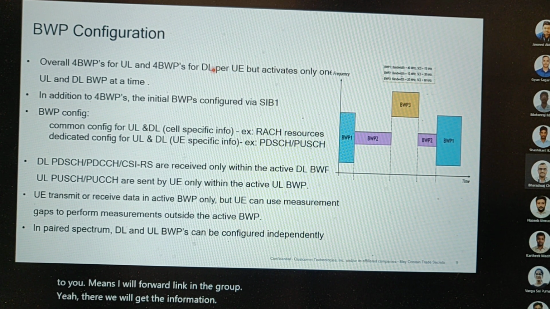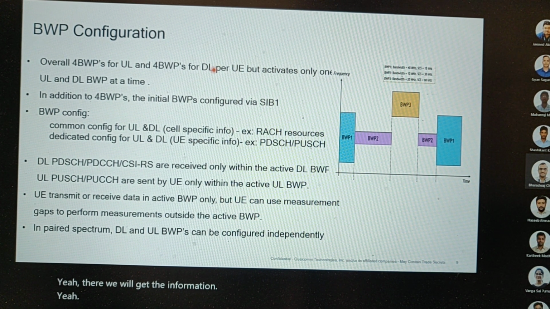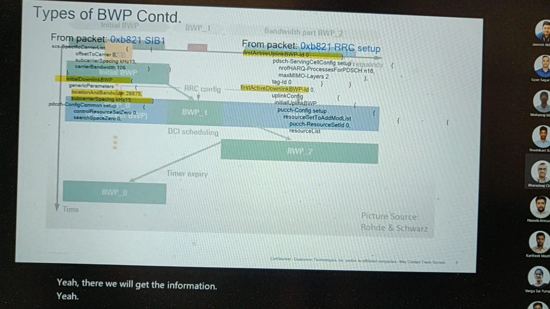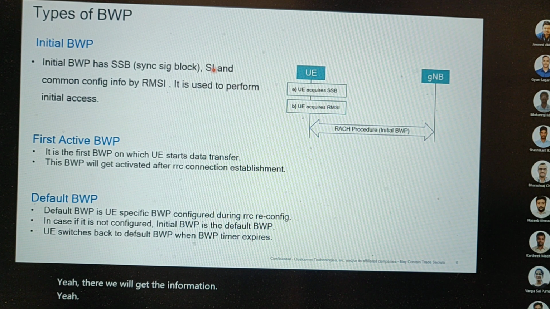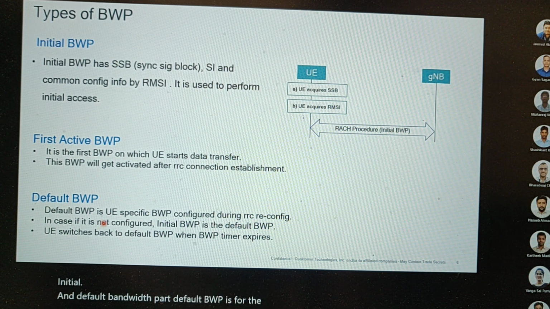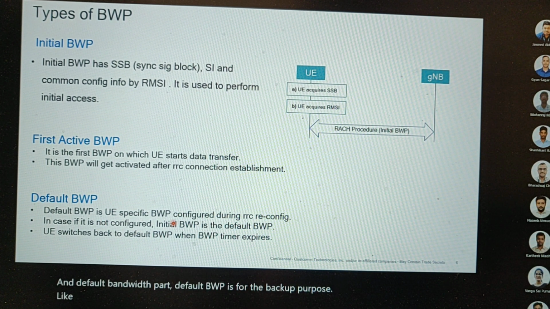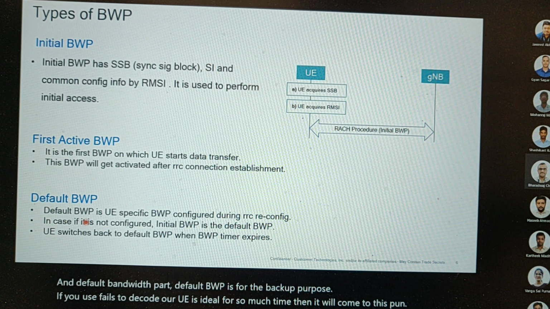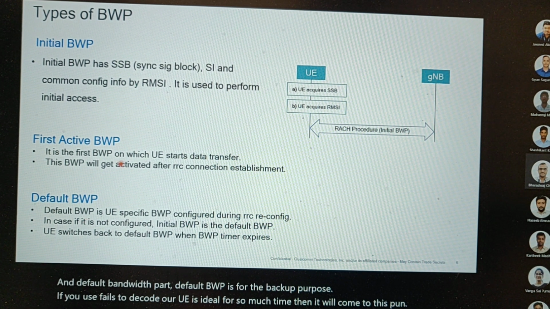So Shruti, you said the initial BWP is for the RACH procedure. And the default BWP is for the backup purpose. If the UE fails to decode or the UE is idle for so much time, then it will come to this one. Okay, and then the RACH procedure is initiated in the default BWP.